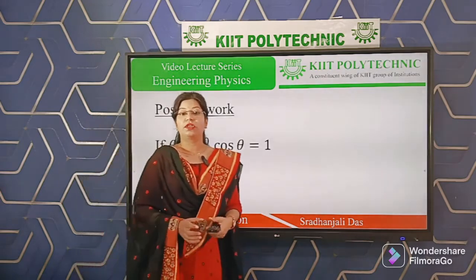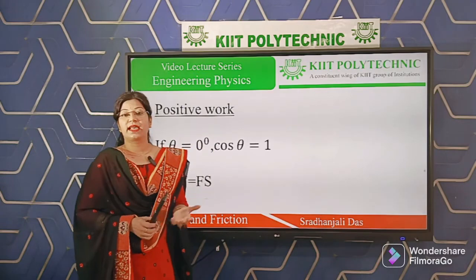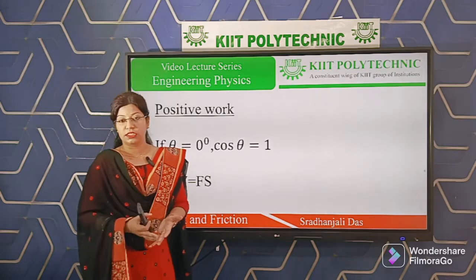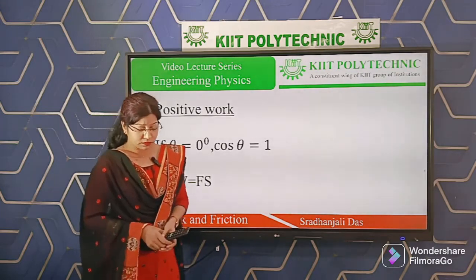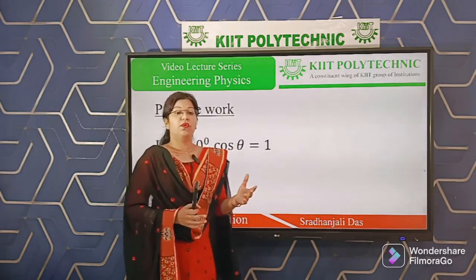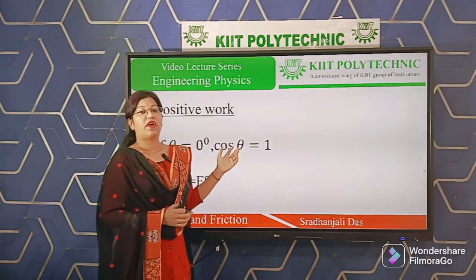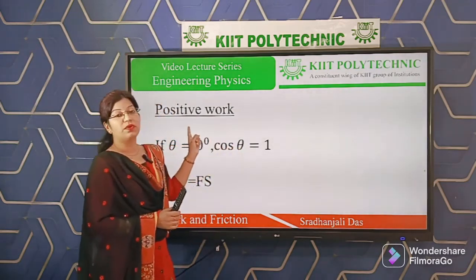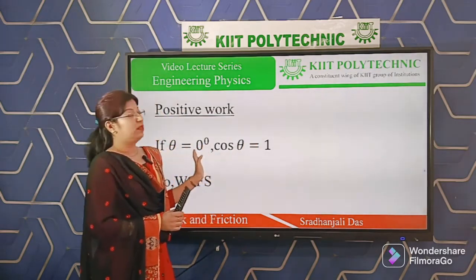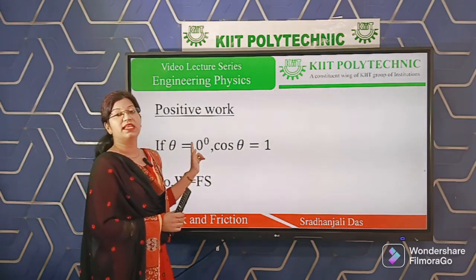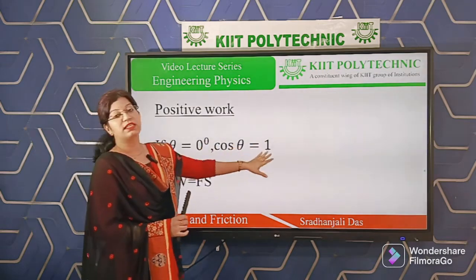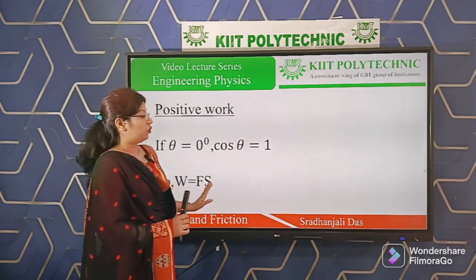Now we will discuss types of work. The work is basically divided into three types. That means positive work, negative work and zero work. So what is positive work? Depending upon the angle between the force and the displacement, the work done is classified into three parts. So first of all, we discuss positive work. Here the angle between the force and the displacement is 0 degree. When the angle between the force and displacement is 0 degree, cos theta is equal to 1. So the work done is equal to Fs.